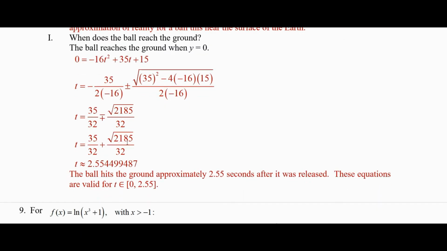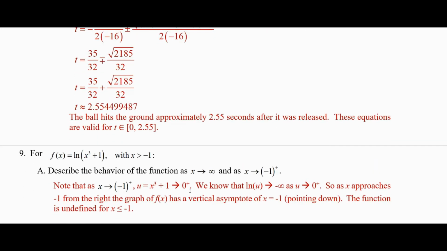So there's sort of an exact value. The negative 1 doesn't apply because it gives you a negative answer. It's not because time didn't exist before we let go of the ball, but these equations don't apply before that. So the time values that are appropriate are from t equals 0 up until the ball hits the ground. And it's about 2.55 seconds after it was released. So this is valid for about 0 to 2.55 seconds.